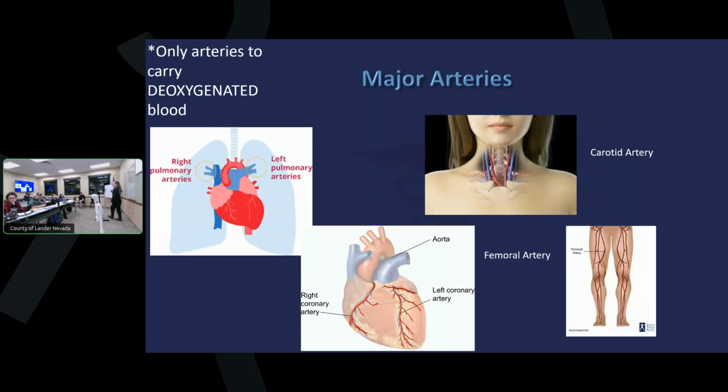So right and left pulmonary arteries are the only arteries to carry deoxygenated blood. They're still moving away from the heart into the lungs, but they are carrying deoxygenated blood. Another artery that's important to know is our carotid. Does everybody know where your carotid arteries are?